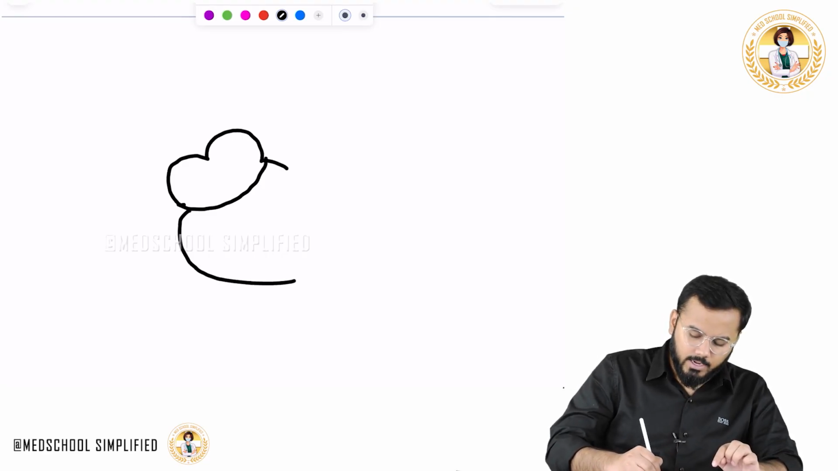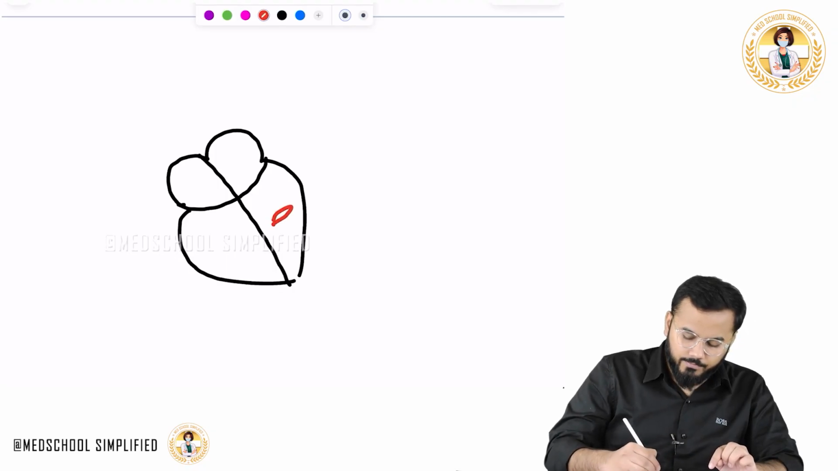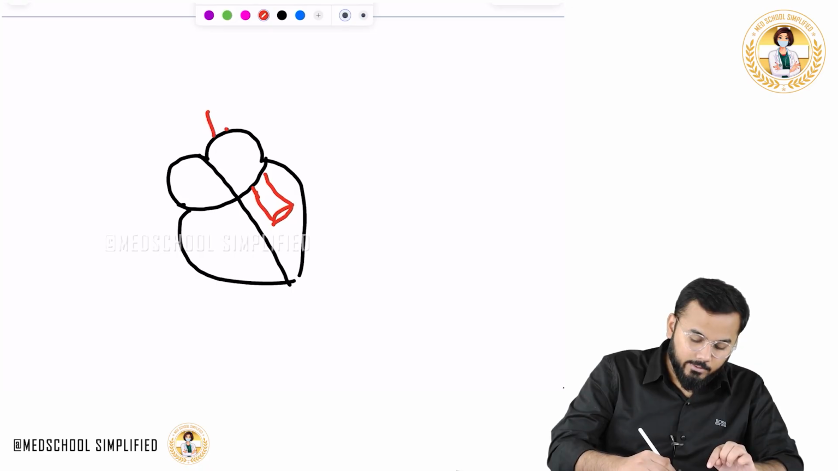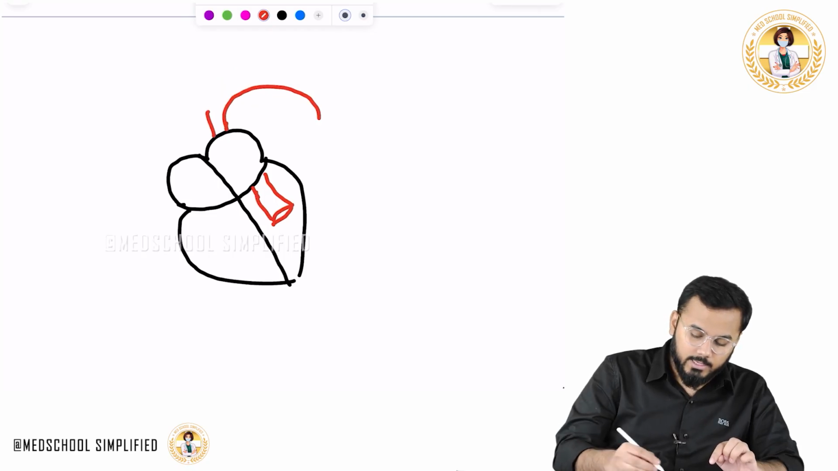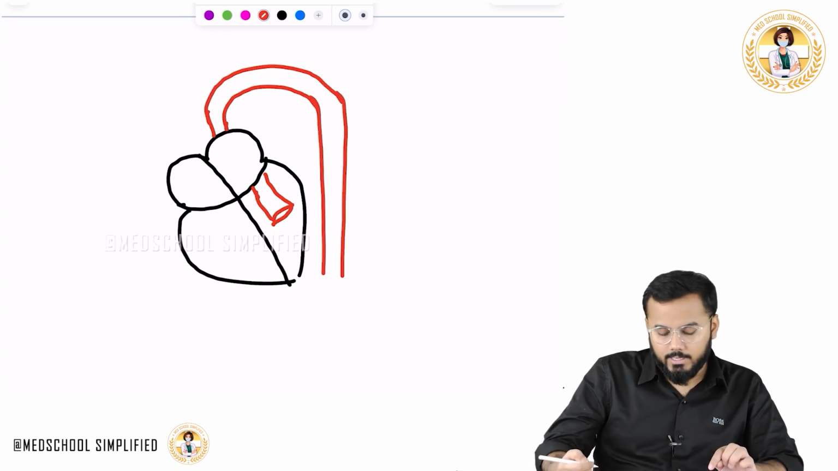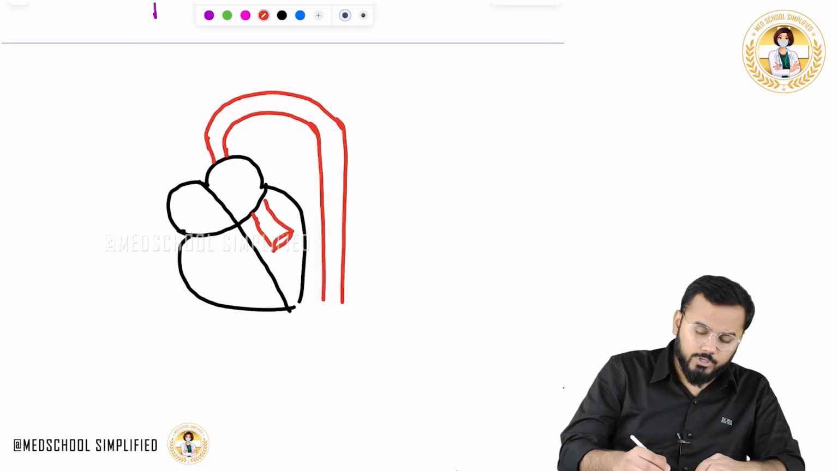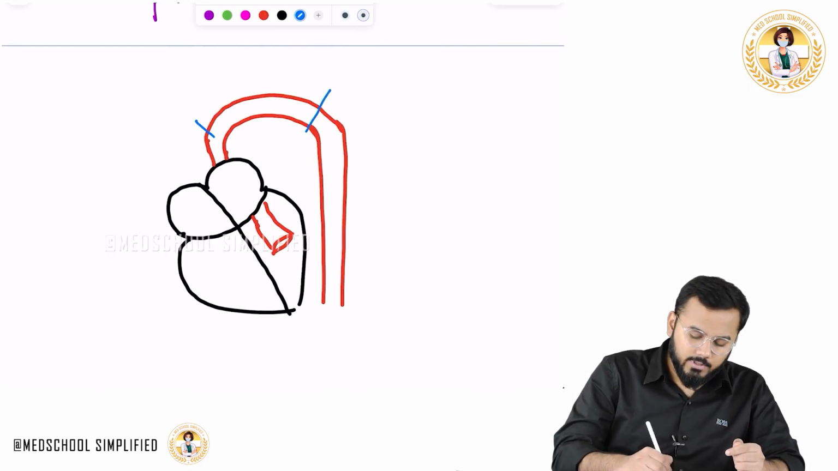Now coming out of the heart here you have got aorta. Now this aorta which I am drawing right now is called your ascending aorta, right? And then you have got this arch of aorta like this, okay, ascending aorta, and this is your arch of aorta, and finally you have got the descending aorta. So now we shall mainly focus on what are the structures that are located in relation with this aorta.